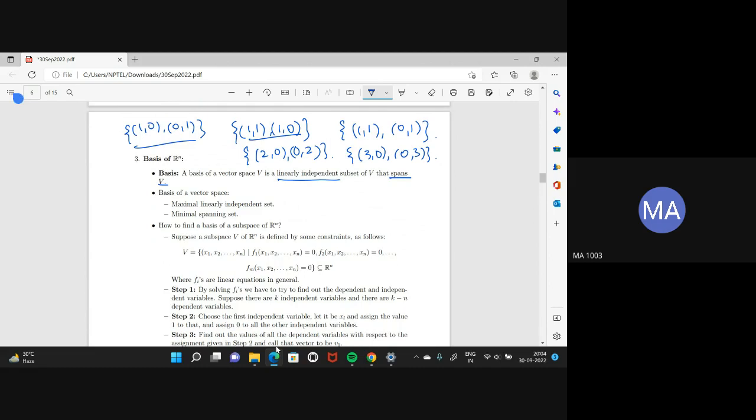Did you notice that all the bases will have exactly the same number of elements? Yes, ma'am. That is called the dimension of the vector space.